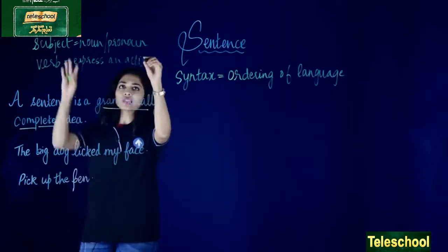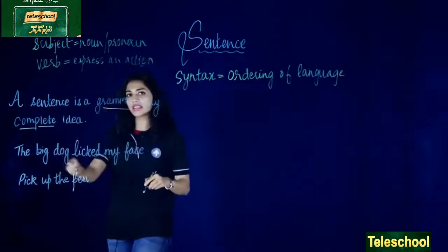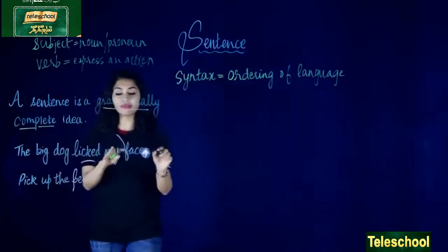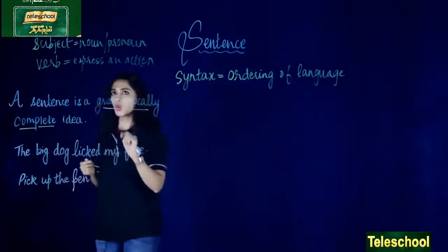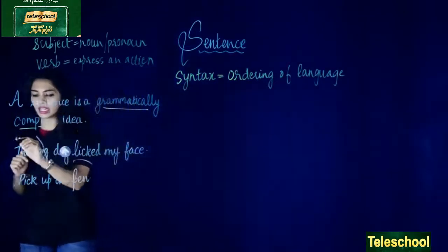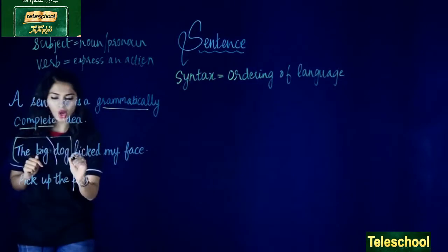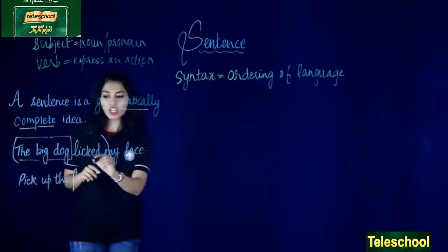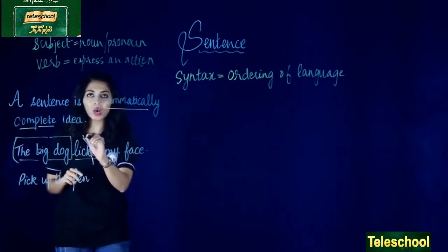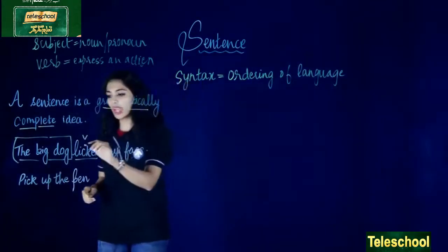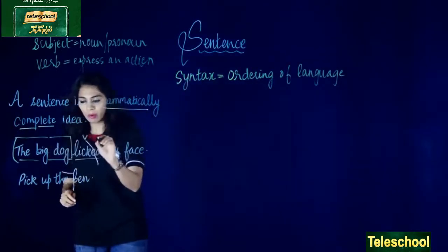So, to understand these two parts better, let's look at these sentences that we have here. The big dog licked my face. Okay, what is the subject in this sentence? The subject is the big dog. That leaves us with licked my face. So, licked here is our verb, because here we are talking about the action of licking. So, we have a subject, we have a verb.